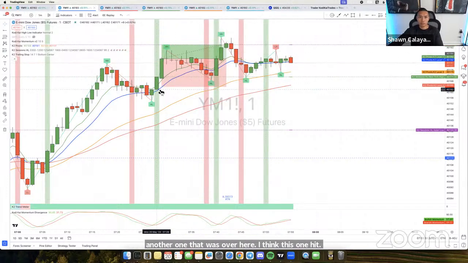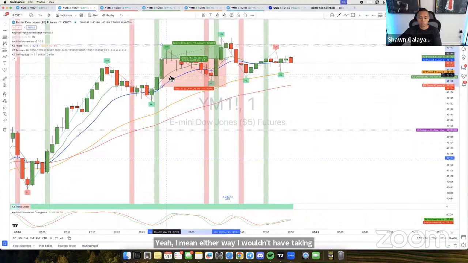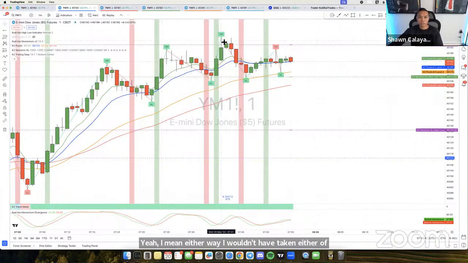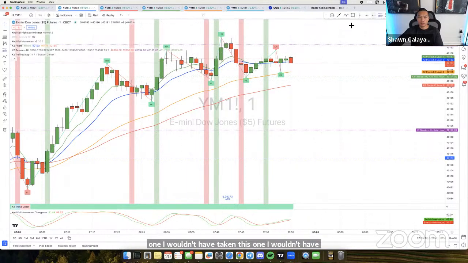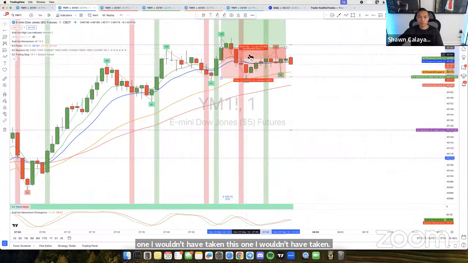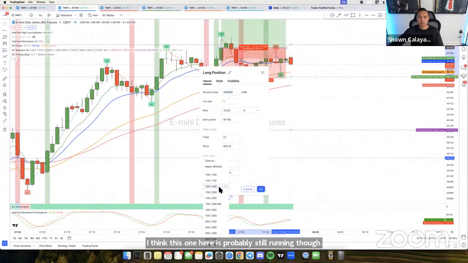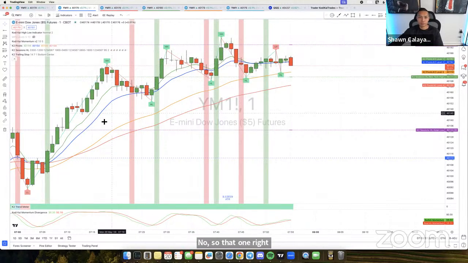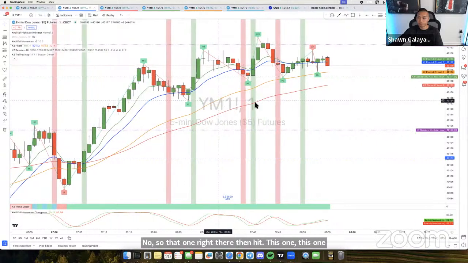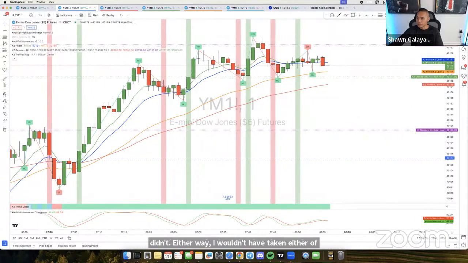Yeah. I mean, either way, I wouldn't have taken either of these right here. They're both at the sessions. So sessions right there, sessions right there. So this one I wouldn't have taken. This one I wouldn't have taken. I think this one over here is probably still running though. No, so that one right there didn't hit. This one hit, but this one didn't. Either way, I wouldn't have taken either of them because they're right there.